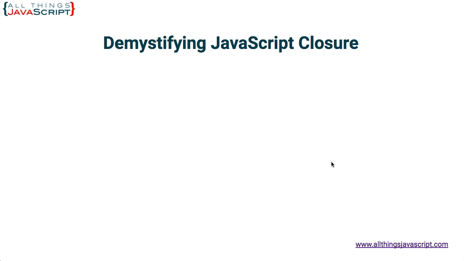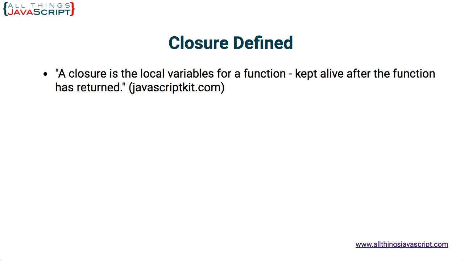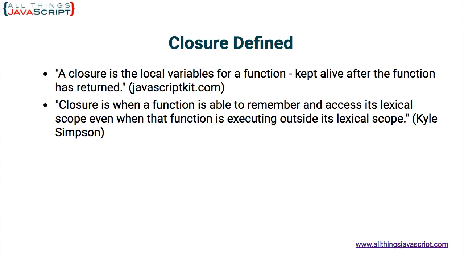Now let's define closure. I've gathered three definitions of closure that we'll look at first, and then we'll look at several examples. First off, this comes from javascriptkit.com. A closure is the local variables for a function kept alive after the function has returned. So what it's saying is when a function is finished, those variables are still accessible. Another definition. Closure is when a function is able to remember and access its lexical scope, even when that function is executing outside its lexical scope. Now that definition comes from Kyle Simpson. He wrote the book Scope and Closure, which is a great book for defining and understanding both of those terms.